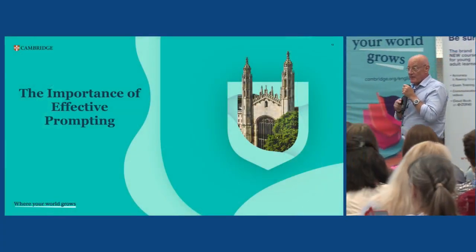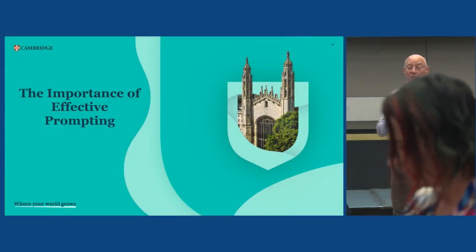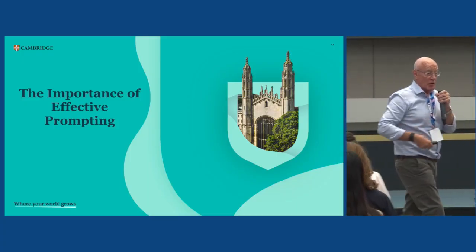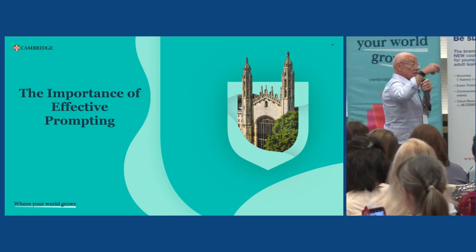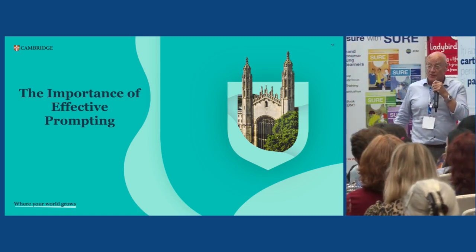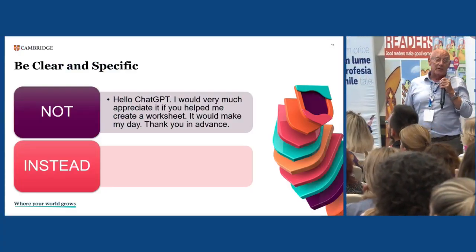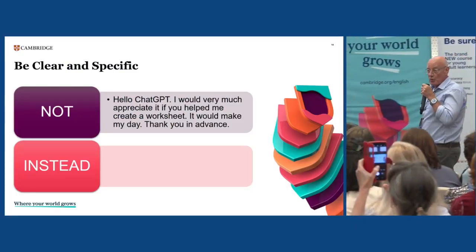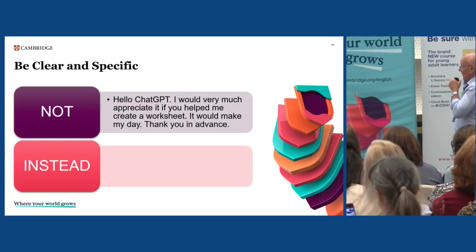I've mentioned already that prompting is absolutely critical if we're going to use AI effectively, not just for teaching grammar, but even for finding coffee shops. It's absolutely essential that you ask the right questions, because if you don't ask the right questions, you'll get the wrong answer. So, first thing I want to point out is that when you're asking ChatGPT or whatever tool you're using, you need to be very clear and very specific.